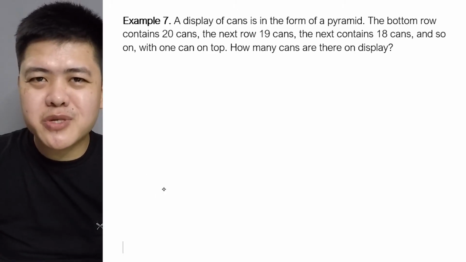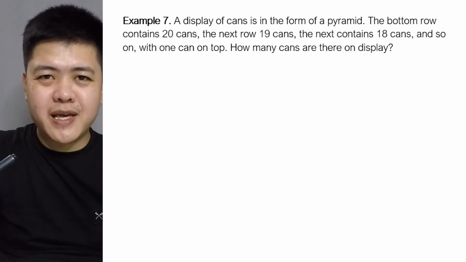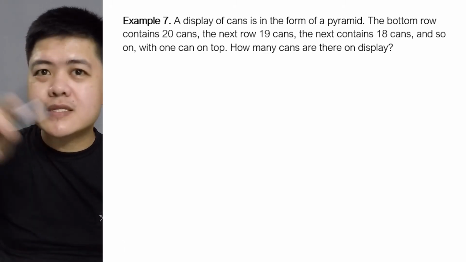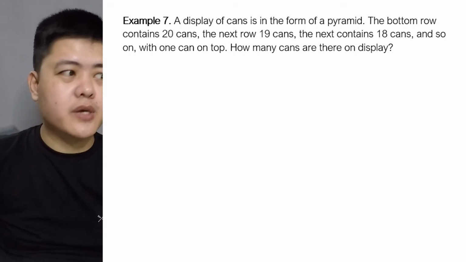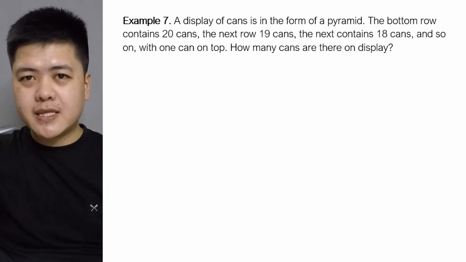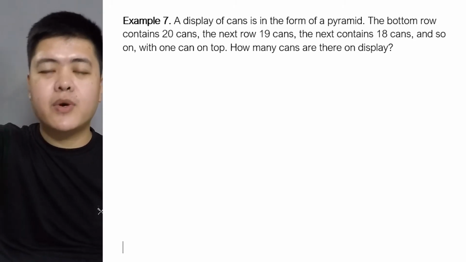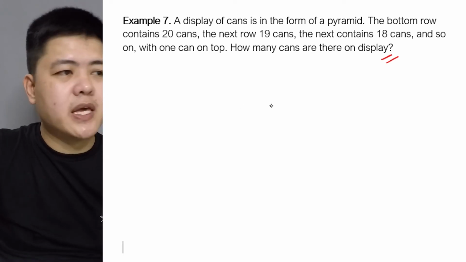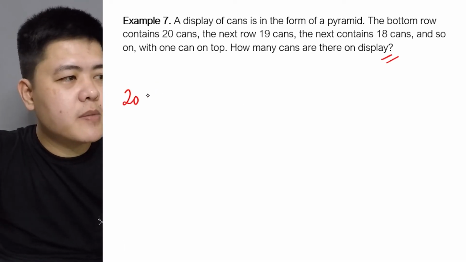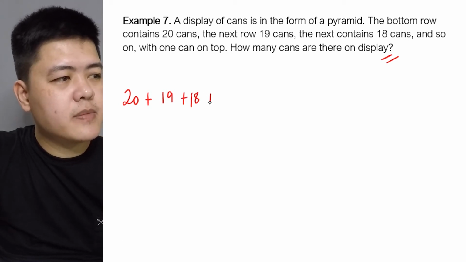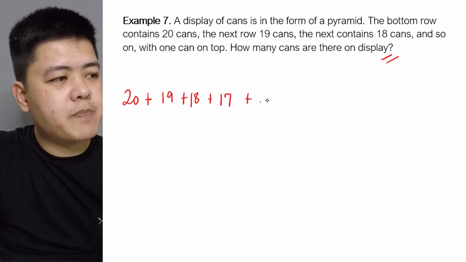Na-visualize nyo naman siguro kung ano yung itsura nito, no? So, may cans ka sa ilalim. Sino yung familiar sa inyo sa nag-stack ng mga cup? Okay, yun. So, parang ganun yung itsura nito. Meron kang 20 cans sa pinakailalim, and then 19 cans, and so on, hanggang isa na lang sa taas. So, basically, ang tanong is, how many cans are there in the display? So, it's 20 plus 19 plus 18 plus 17 plus up to plus 2 plus 1.